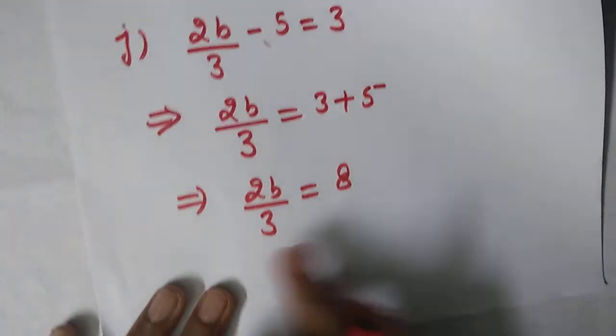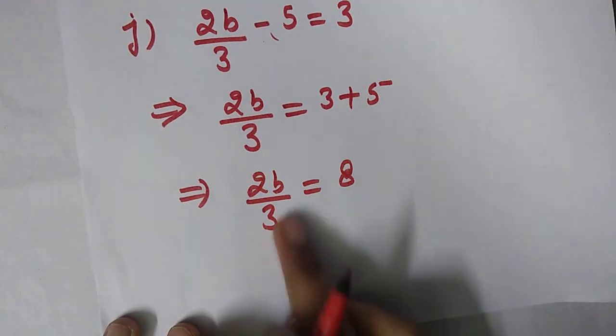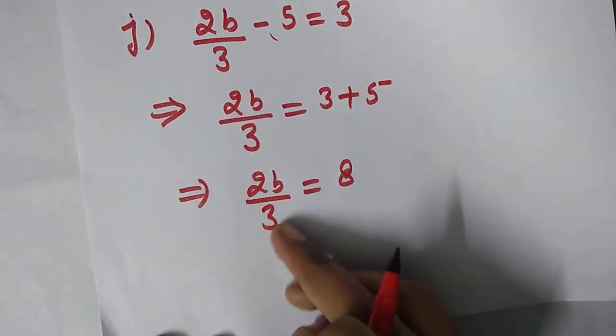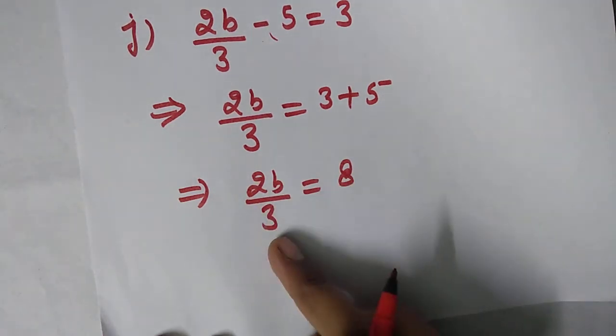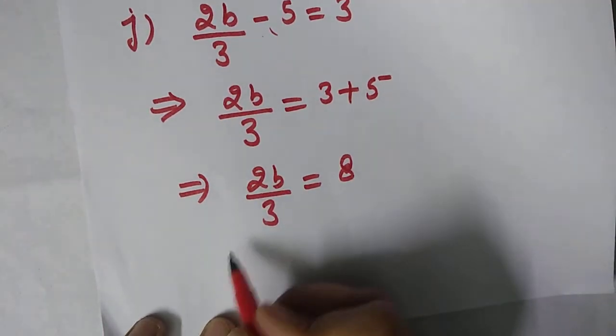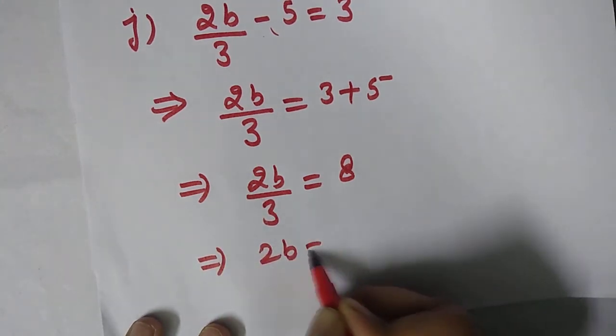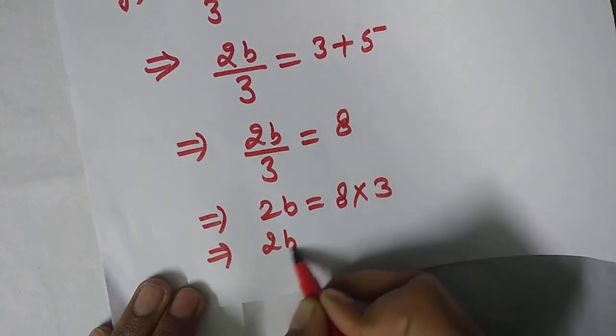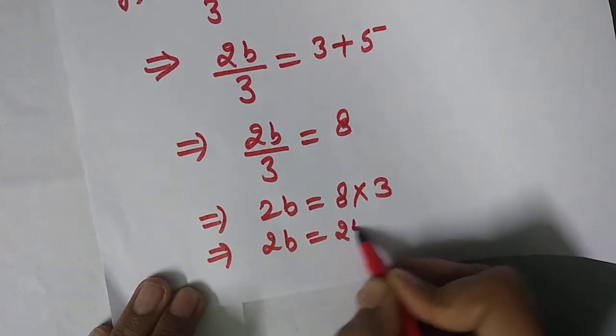Now first I will remove this 3, and if I change its side, as this 3 is in division with 2b, it will be in multiplication. So it is 2b equals to 8 plus 3. Now 2b is equal to 8 times 3, that is 24.